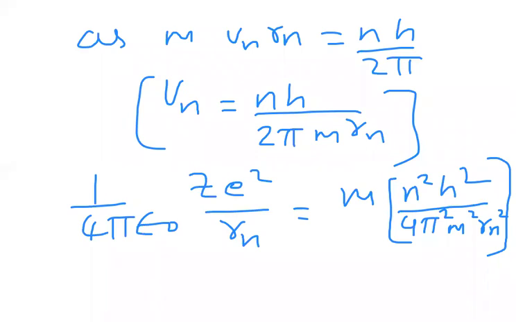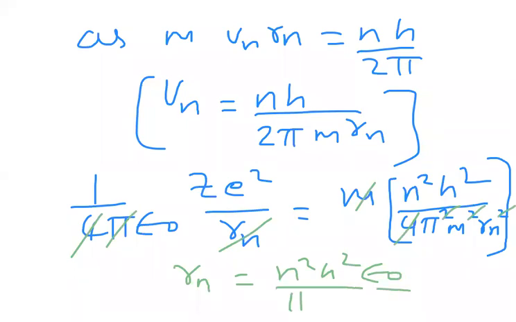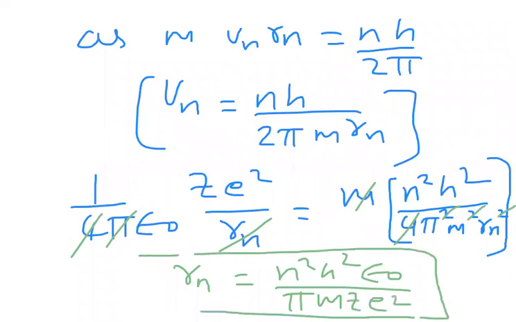Now let me cancel the terms and observe what is left. Squaring I did, 4 cancels, pi and the square cancel, m and the square cancel, and Rn and the square cancel. So what I am left with, if I take this side, is Rn is equal to n square h square epsilon naught by pi m z square. This is the formula for the radius of the electron in the nth orbit.